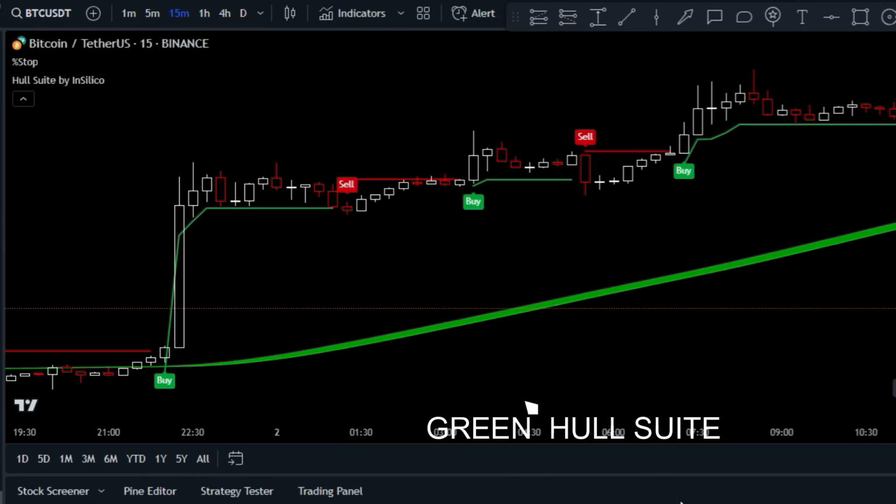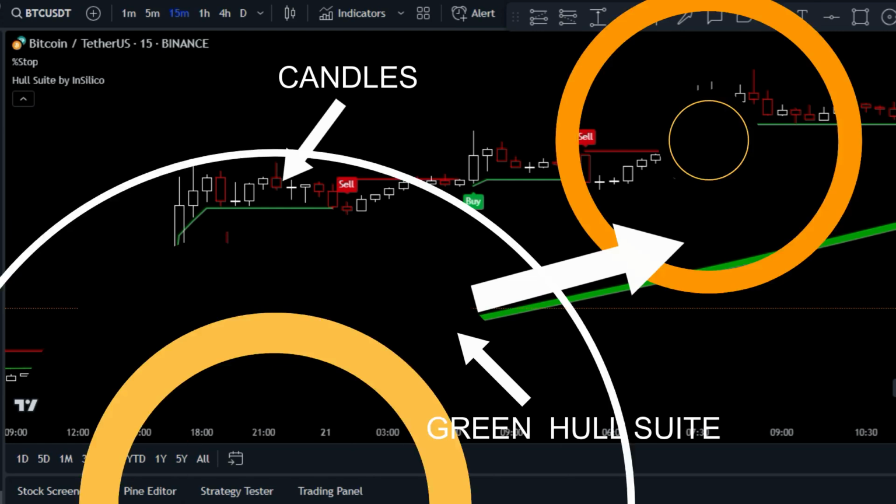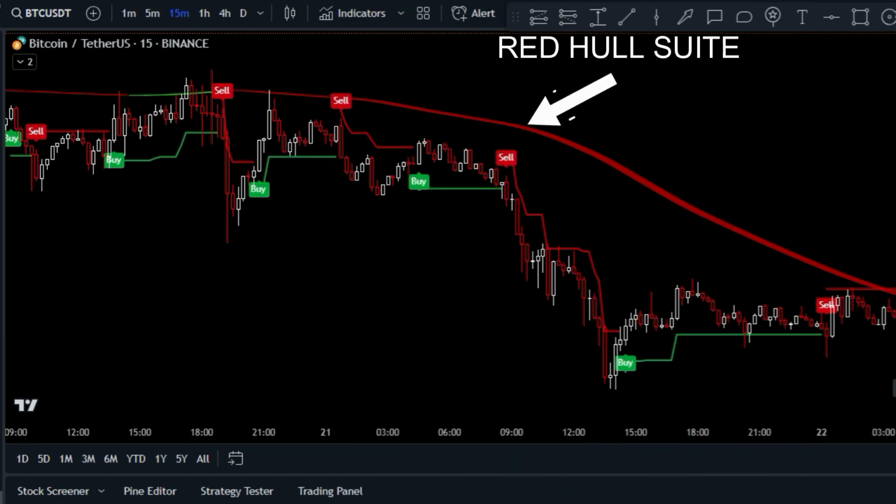If it goes green with candles forming above it, that's a good sign for an uptrend. And if it turns red with candles below it, it's pointing to a downward trend.